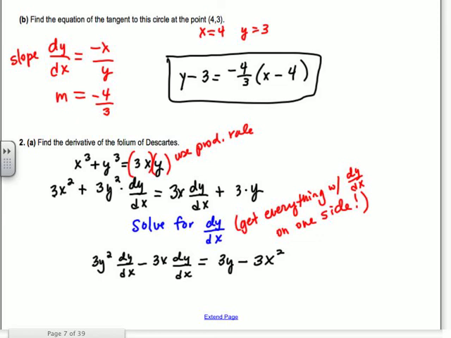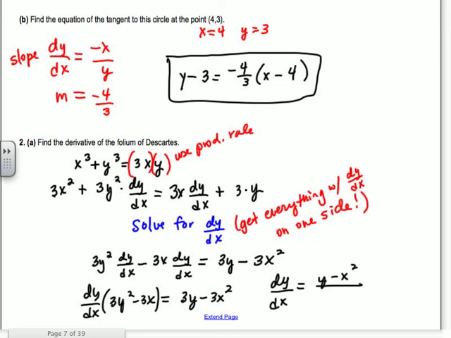All right, so now pull out dy over dx. So you get 3y squared minus 3x equals 3y minus 3x squared. So dy over dx equals, can I divide by 3 as I do this? Do you guys understand that? So it's like you're pulling out a 3 from both the top and the bottom. So you get y minus x squared over y squared minus x.